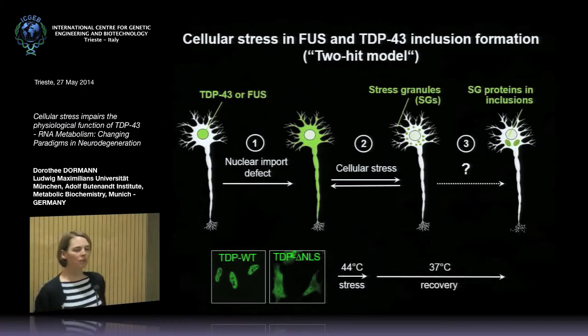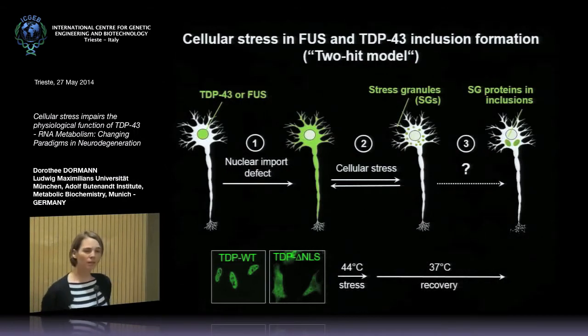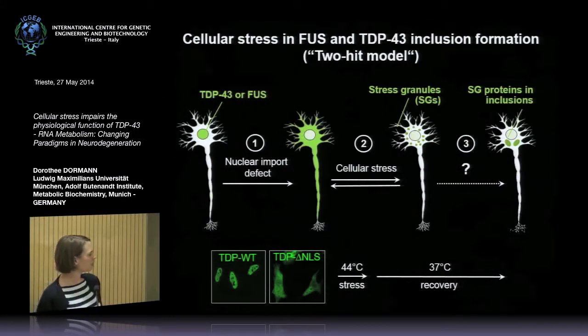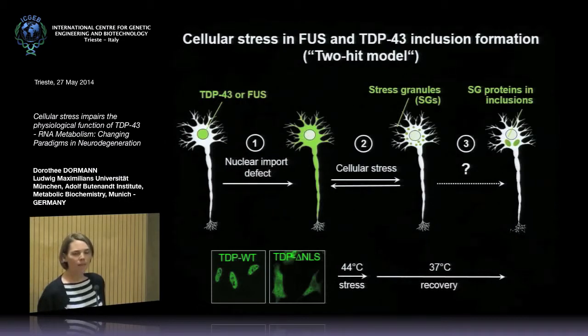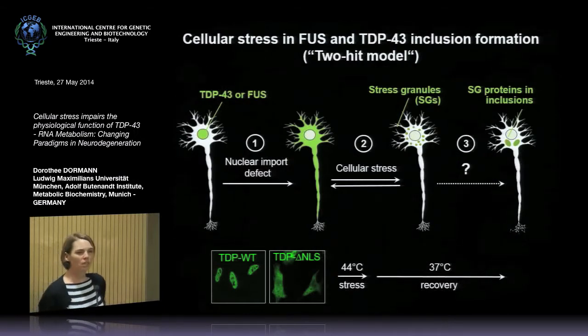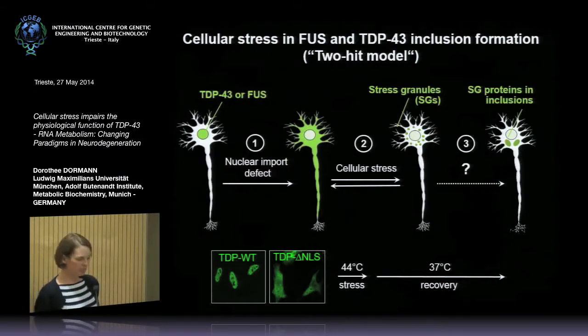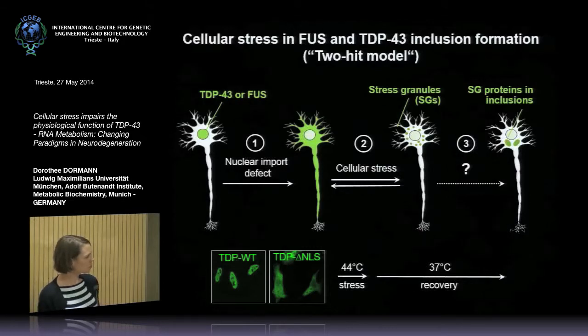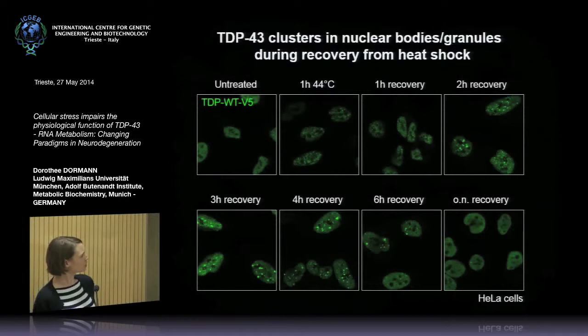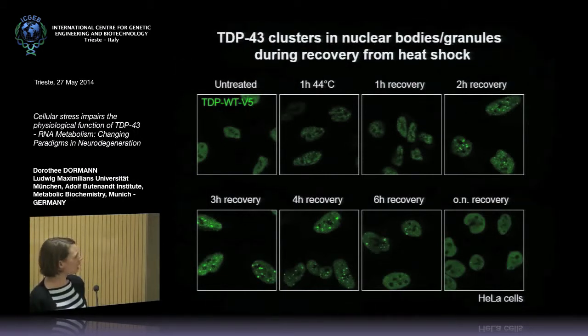Now, when we did these types of experiments, an interesting side observation came out, and that was something that we observed for the TDP wild-type protein. This protein is, as you know, predominantly nuclear, so we don't really see it going into stress granules. But what we did see happening during this stress recovery phase is that nuclear TDP started to cluster in nuclear bodies or granules a few hours after heat stress. And this is shown in this time course here.